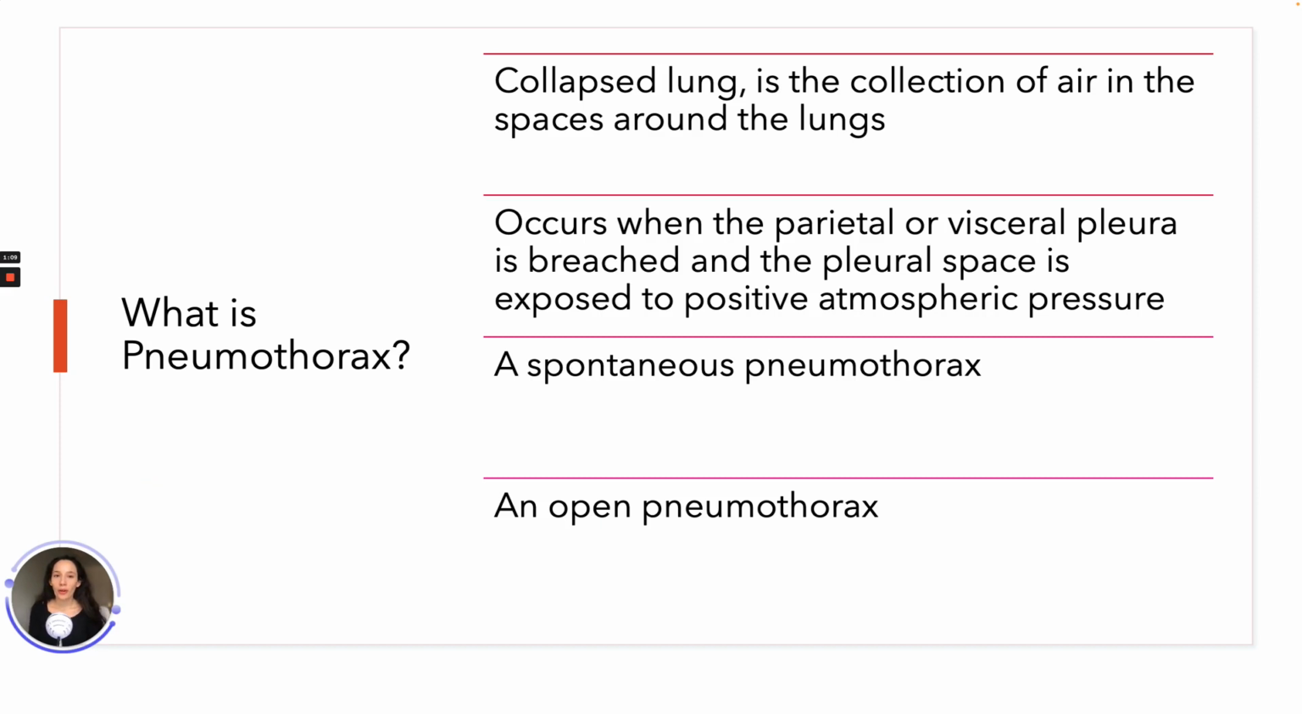So a pneumothorax is a collapsed lung. It is a collection of air in the space around the lung. The air buildup puts pressure on the lung so it cannot expand as much as normal. It occurs when a parietal or visceral pleura is breached and the pleural space is exposed to positive atmospheric pressure. This pressure is normally negative. There's also a spontaneous pneumothorax, which occurs with the rupture of what's called a bleb, and there is an open pneumothorax, which occurs when an opening through the chest wall allows the entrance of positive atmospheric pressure into the pleural space. It is also diagnosed by a chest X-ray.